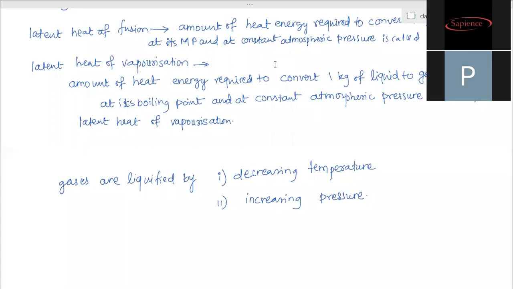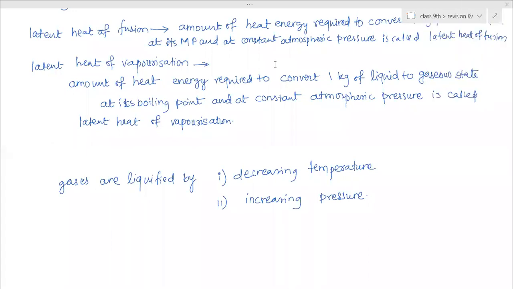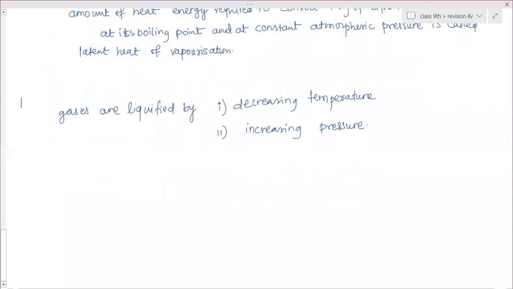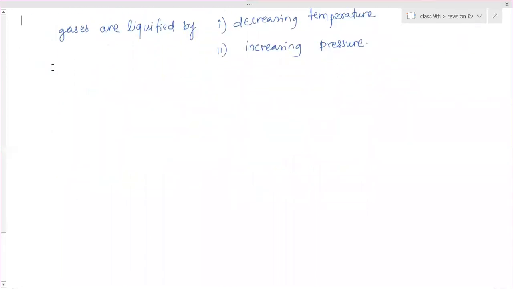So last class we have done till change of state. Change of state of a matter we have done. Now the left out part is evaporation process. What do you mean by evaporation? What is evaporation? Switch on your video.